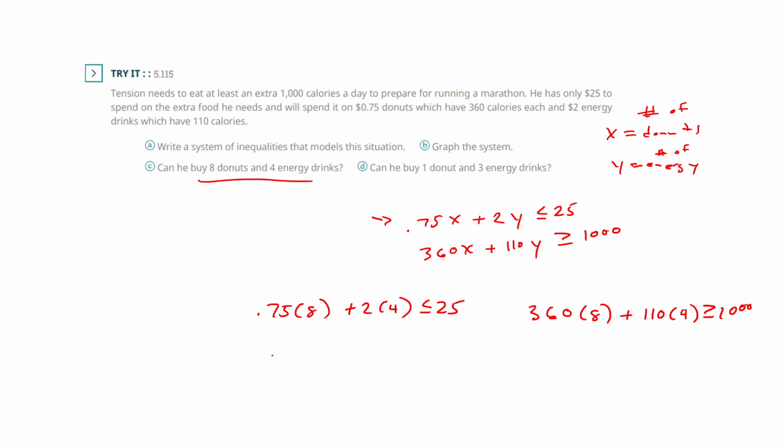Okay, so 0.75 times 8 gets me 6, plus 8. This is going to be 14. Yes, that is less than or equal to 25. So this does make this one true. Now, it's got to be true in both, so let's try this one.